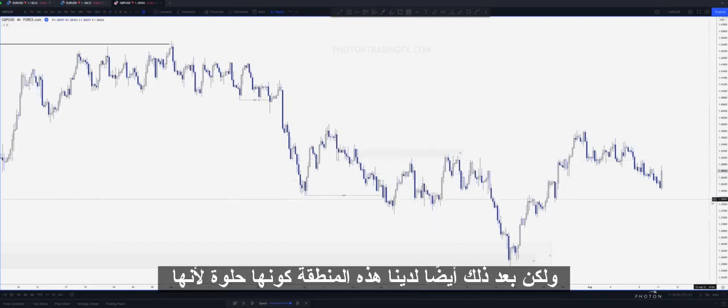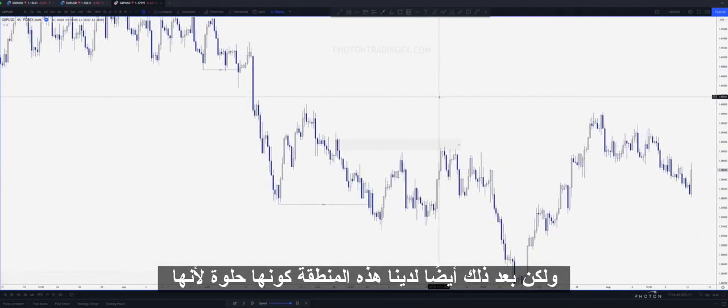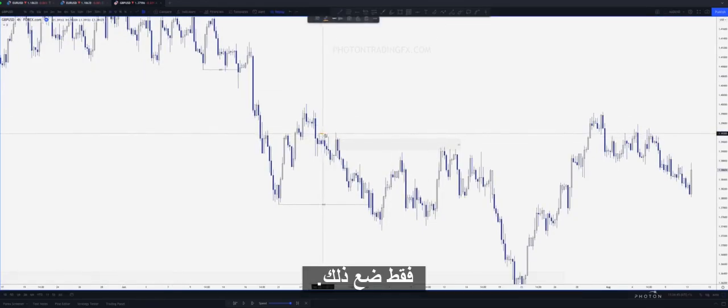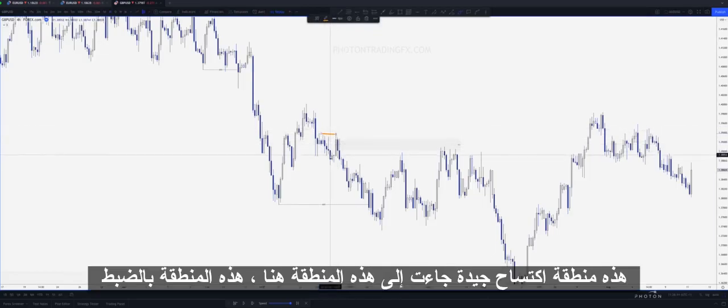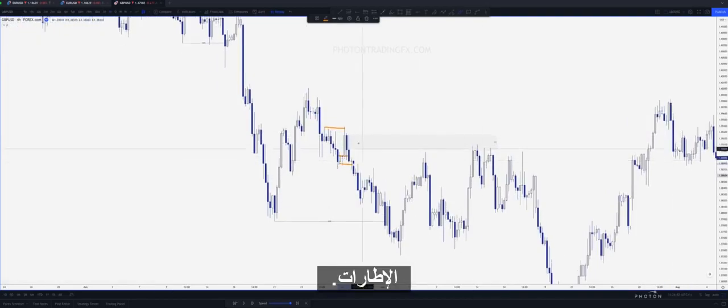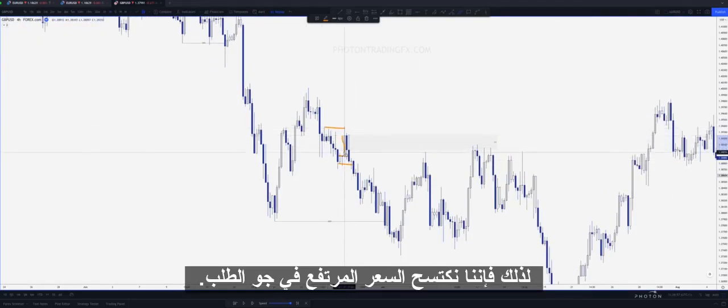So we have inducement, but then what also do we have? We have that area being a sweep, because it ran the liquidity behind these highs, right? Just pipped that high there. That's a decent sweep zone. Came into this area here, right? This area of demand will obviously be a bit more significant on the lower time frames. So we sweep the high, price comes down into the area of demand.